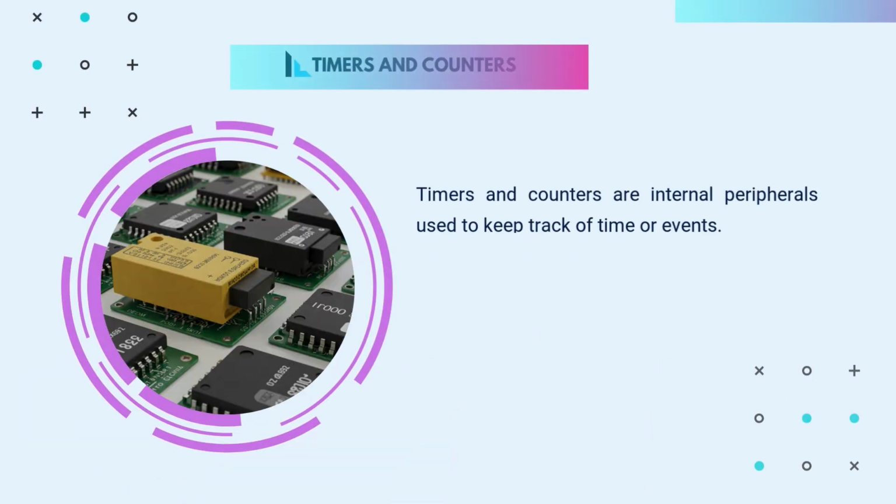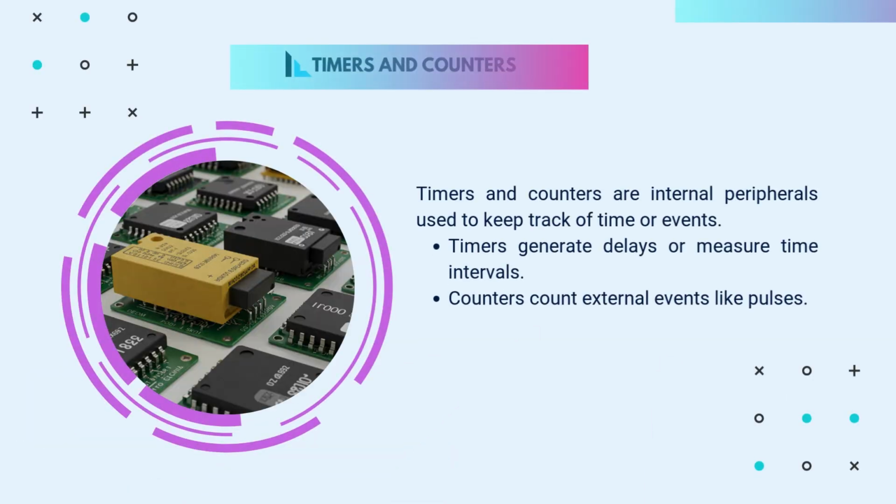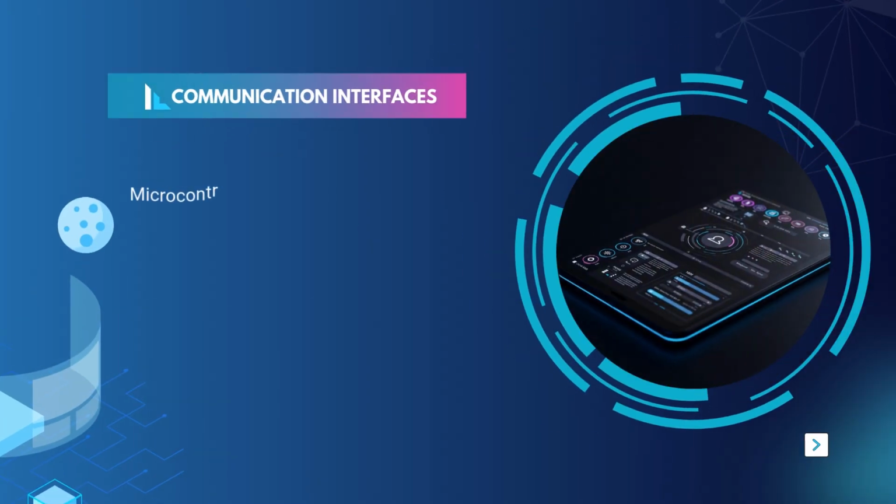Timers and counters are internal peripherals used to keep track of time or events. Timers generate delays or measure time intervals. Counters count external events like pulses. Timers are essential for real-time systems where timing is everything, like controlling a robot arm or maintaining baud rate in communication.